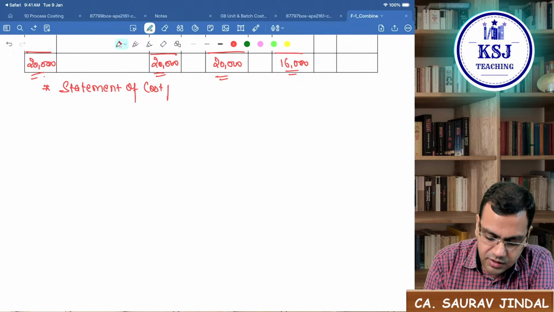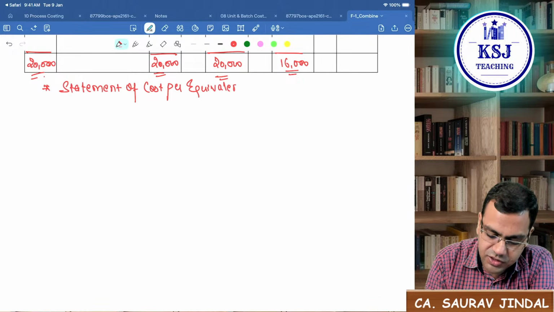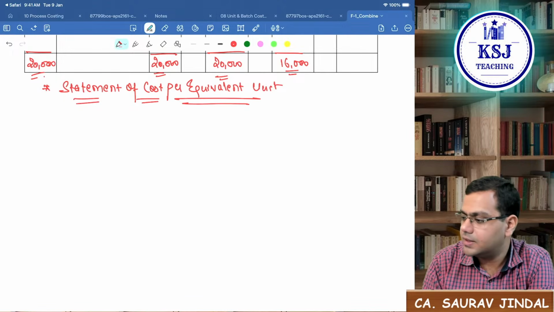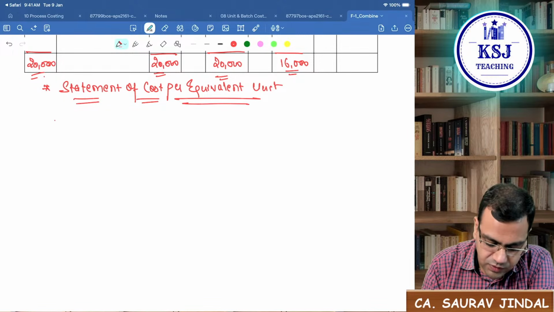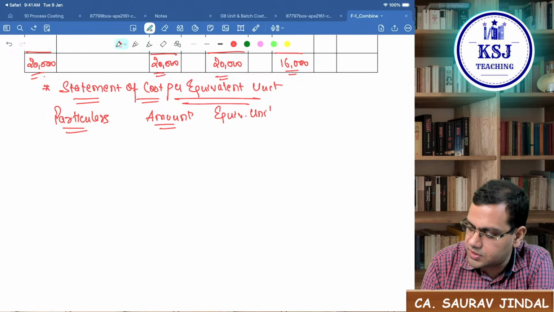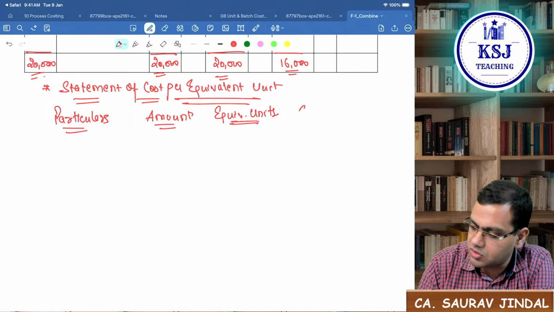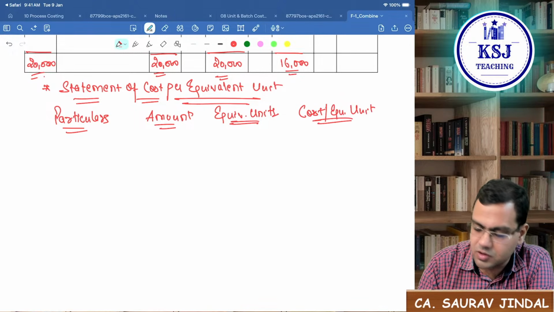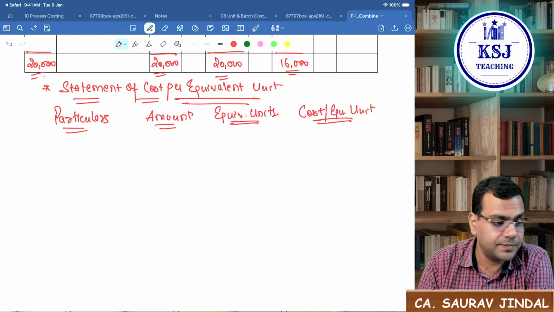cost per equivalent unit. Statement of cost per equivalent unit. So we'll write here particulars, amount, equivalent units, and the cost per equivalent unit.